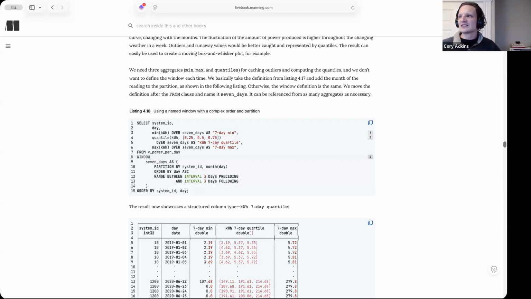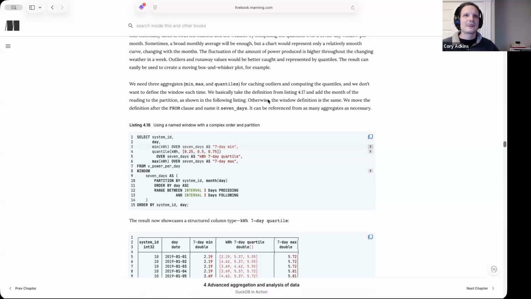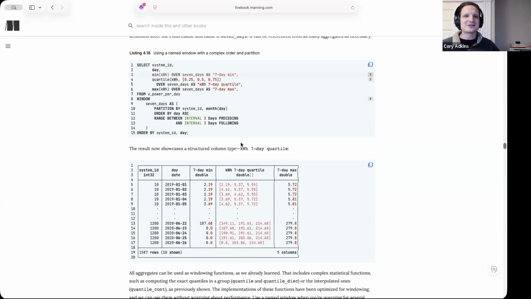So this range between, I think, is the frame. It's one of the ways that you can call a frame. And then it has this 3 days before and 3 days after the row. So what are they producing here? I don't know, but this one might be worth studying.